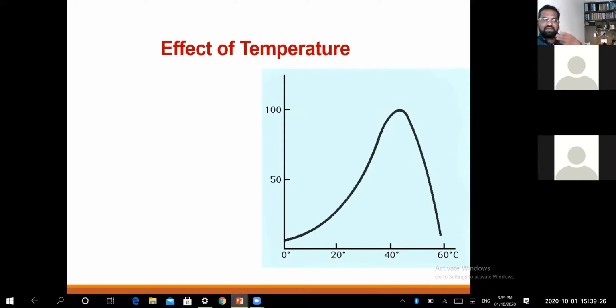After that, if you increase the temperature, what is going to happen? The enzymes will start disintegrating. They will not function properly in the initial stages, and if the temperature is increased further, the enzymes will be disintegrated and the organism is going to die, because there are no enzymes remaining inside the cell.